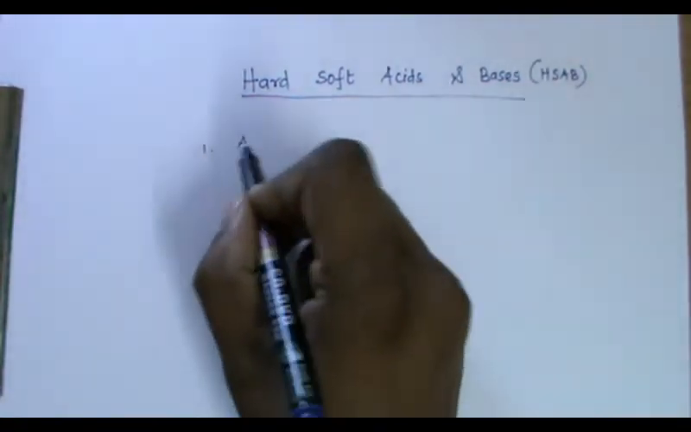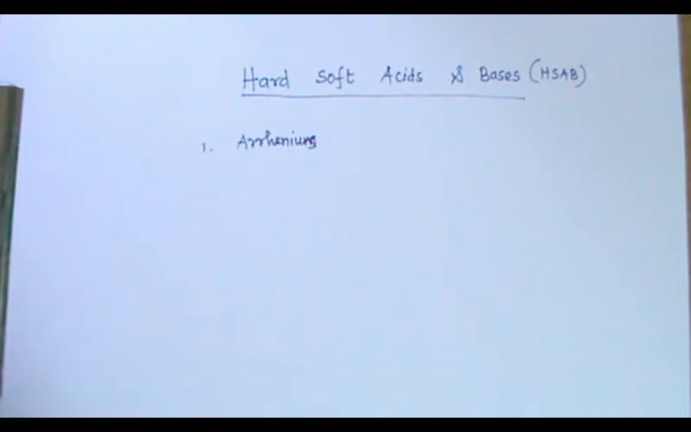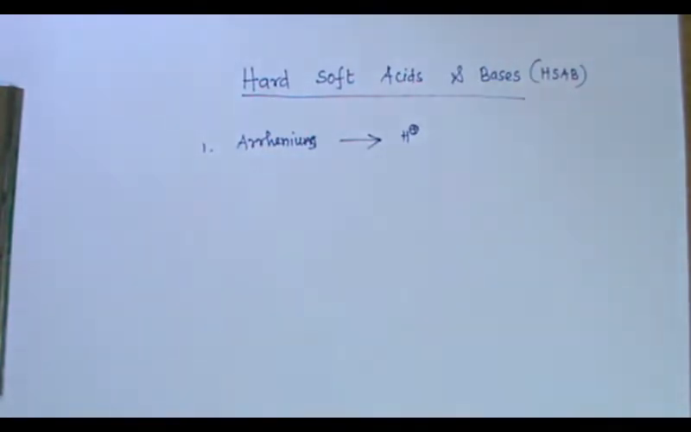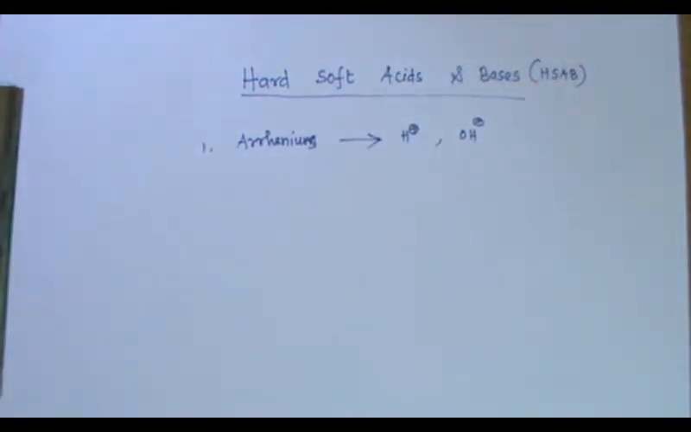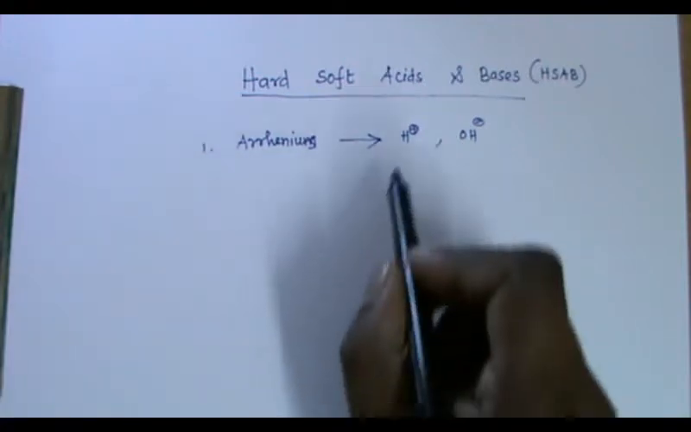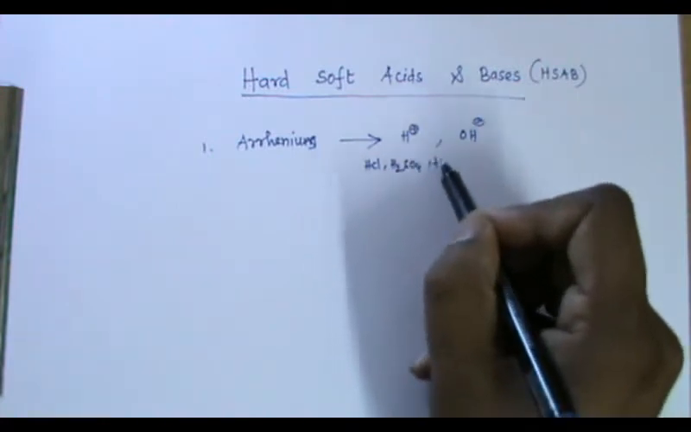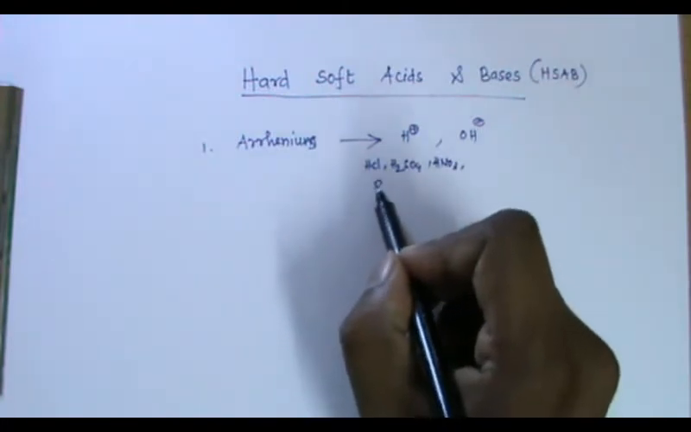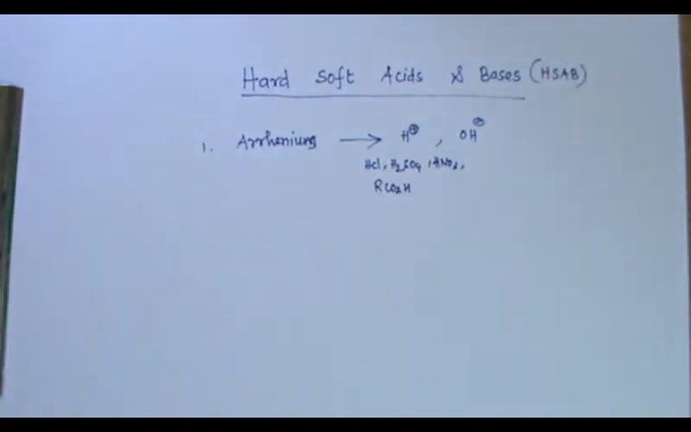There are so many concepts to explain the acidity and basicity of compounds. First one, it was the Arrhenius concept. According to this, species which give H plus are known as acids, and the species which give OH minus are known as bases. This concept is applicable for HCl, H2SO4, HNO3, or even carboxylic acids. All these compounds can release H plus when dissolved in water.